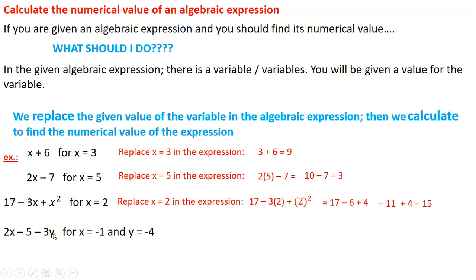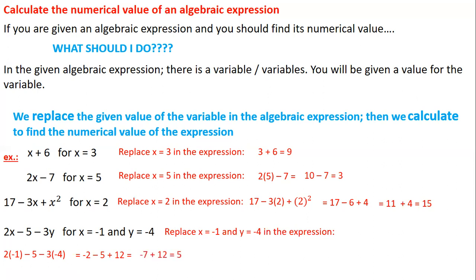2x minus 5 minus 3y. In this algebraic expression, we have two variables, x and y. X is given minus 1, so I replace it by minus 1. Y is given minus 4, so I replace it by minus 4. So 2 into minus 1 minus 5 minus 3 into minus 4. Now I calculate. 2 times minus 1 is minus 2, minus 5, negative times negative is positive, and 3 times 4 is 12. So minus 2, minus 5 plus 12. Now minus 2 minus 5 is minus 7 plus 12 is equal to 5.